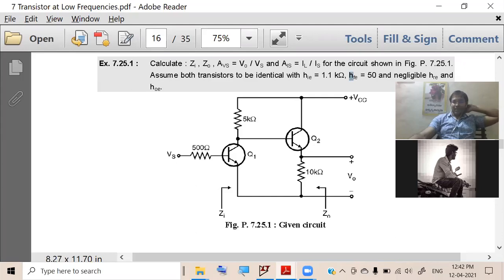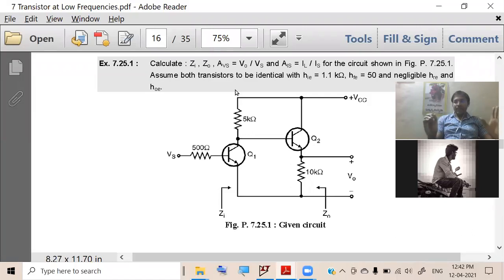Approximate analysis. Yes, very good. Okay, so you have to carefully read the question. It did not directly say approximate analysis, right? But based on our understanding, we have to identify, because they are telling us to neglect HRE and HOE. In engineering, it will not be like your intermediate or school, same question, same answer. No, that will not be the case. You have to think and you have to answer.